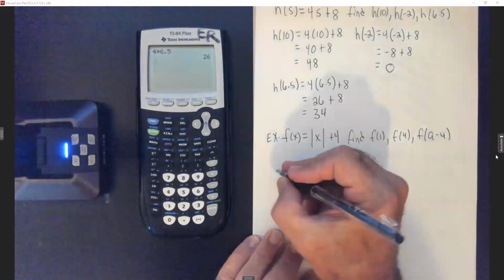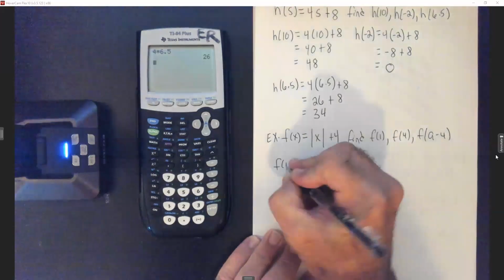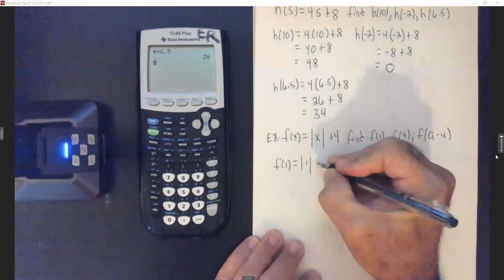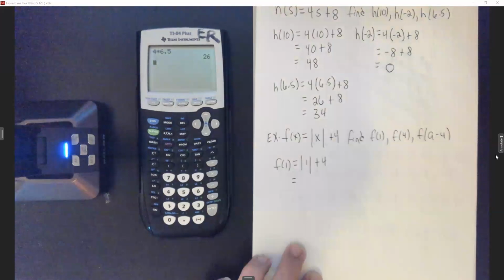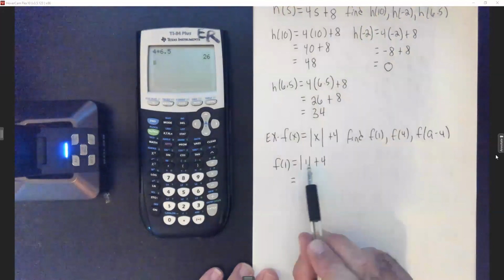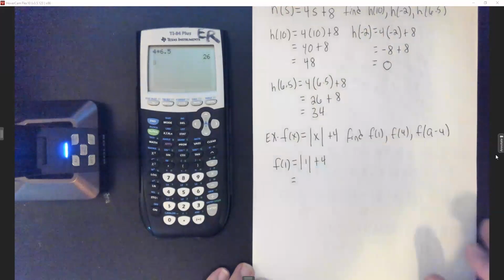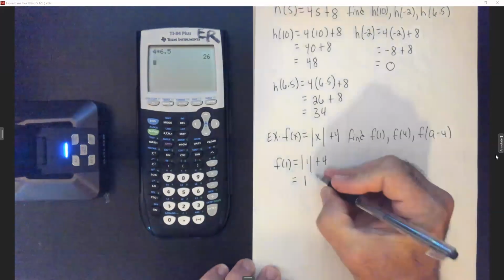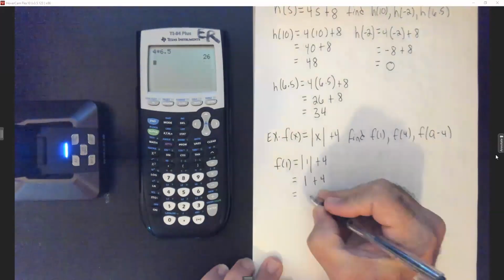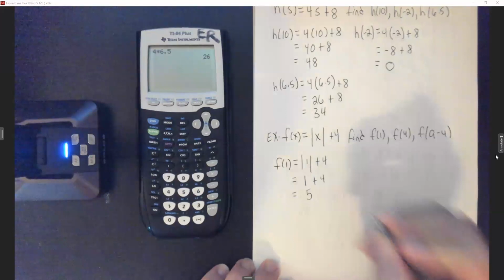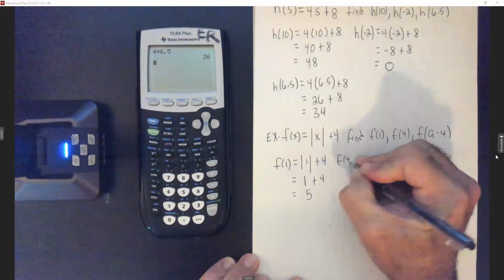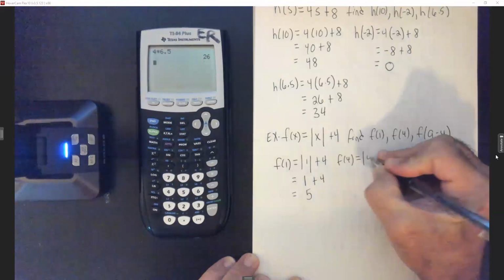I'm going to find f of 1. That means I'm going to replace the x with a 1 and then add my 4 at the end. Treat absolute value like parentheses. It's the first thing you got to do. So the absolute value of 1 would be a 1, bring down the plus 4, and then 1 plus 4 would give us 5. Then we would do f of 4. That'd be the absolute value of 4 plus 4.